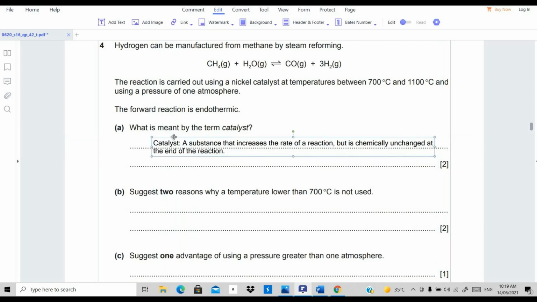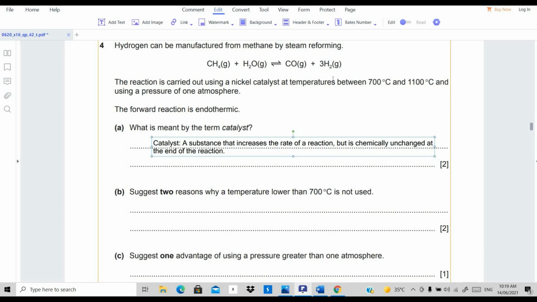Done. Moving on to part B, there are two reasons why a temperature lower than 700 Celsius is not used. Le Chatelier explained his principle in terms of temperature, concentration, and pressure. Now what will happen if we increase the temperature? The equilibrium will move to the endothermic side, and we can see here the forward reaction is endothermic. So if we increase the temperature, it will shift here, and the yield of these products, carbon monoxide and hydrogen, will increase.